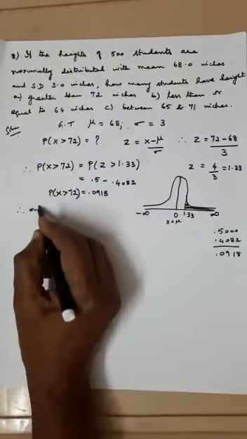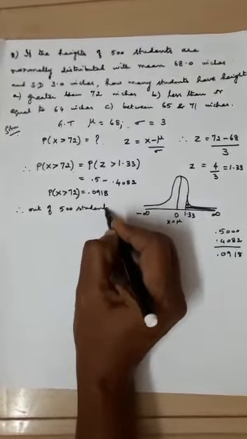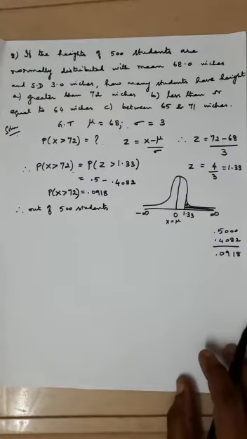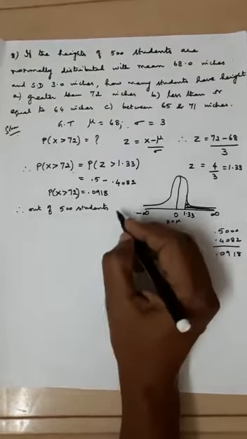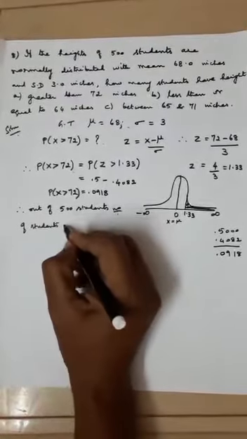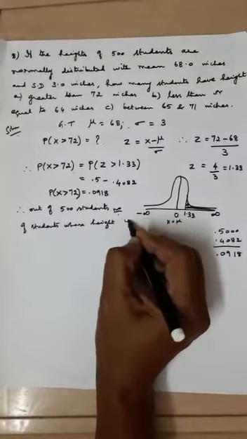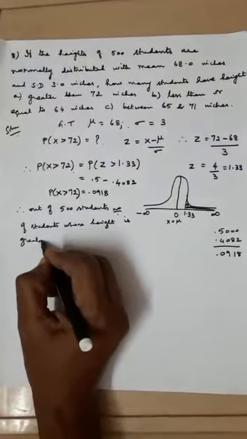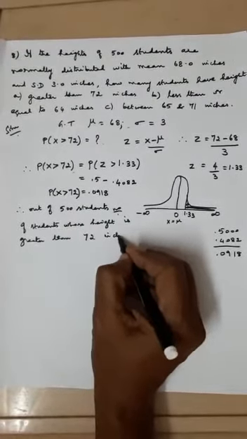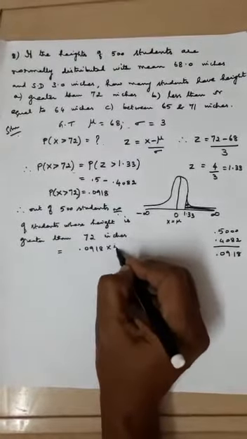So now, out of 500 students, because the question is to find out of 500 students how many students will have height greater than 72, the number of students whose height is greater than 72 inches is equal to 0.0918 into 500.